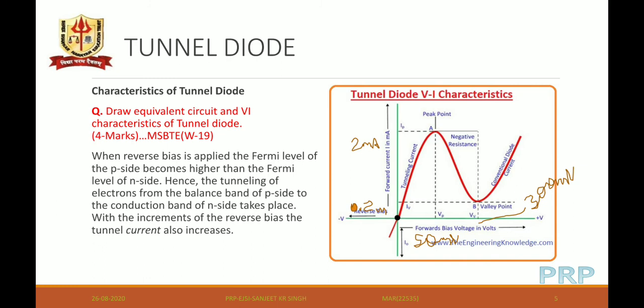For the VI characteristics, a question has been asked in MSBTE for 4 marks. When the reverse bias is applied, the Fermi level of the p side becomes higher than the Fermi level of the n side. Hence, tunneling of electrons from the valence band of the p side to the conduction band of the n side takes place. With the increase of the reverse bias, the tunnel current also increases.